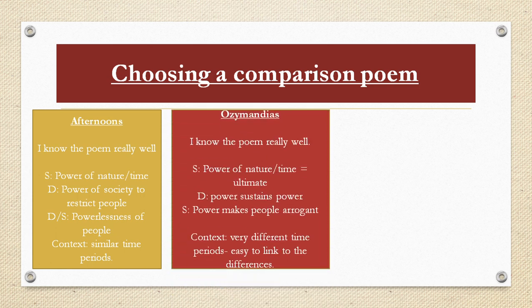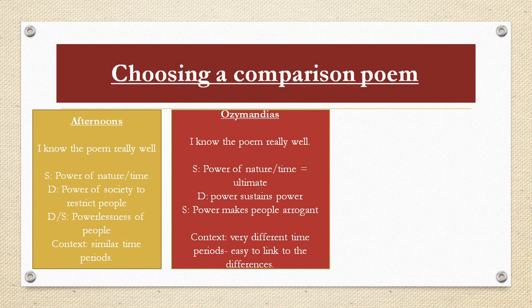My next thought was Ozymandias. So again, I know the poem really well. Similarity: the power of nature and time, and how they are the ultimate sources of power. Both poets say that. A difference is that in Hawk Roosting, it's more focused on the idea that power sustains power. Obviously, in Ozymandias, power ends. The reign ends. He dies. The legacy goes away. His statue is broken. And another similarity is that power makes people arrogant. And the context is very different time periods.